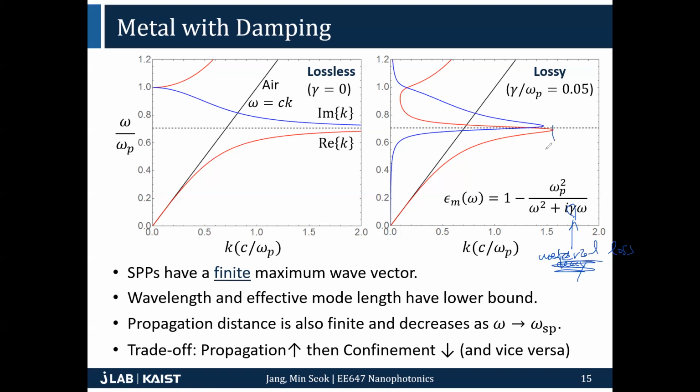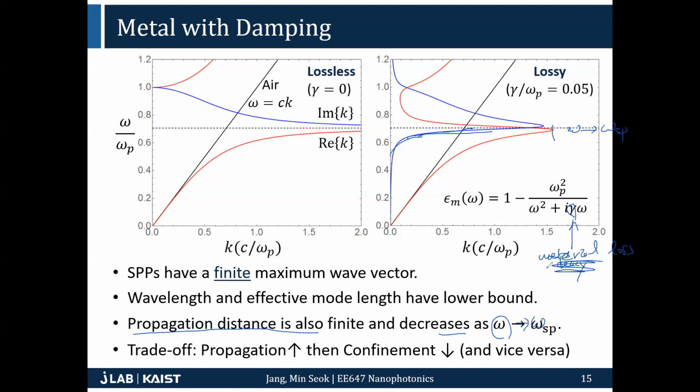You see here the maximum achievable beta is limited to a finite number, right? And also this blue line, which gives you the imaginary part of the k vector, also increases as your omega approaches omega sp. So it's going this way. The propagation distance is also finite and decreases as omega goes to omega sp.